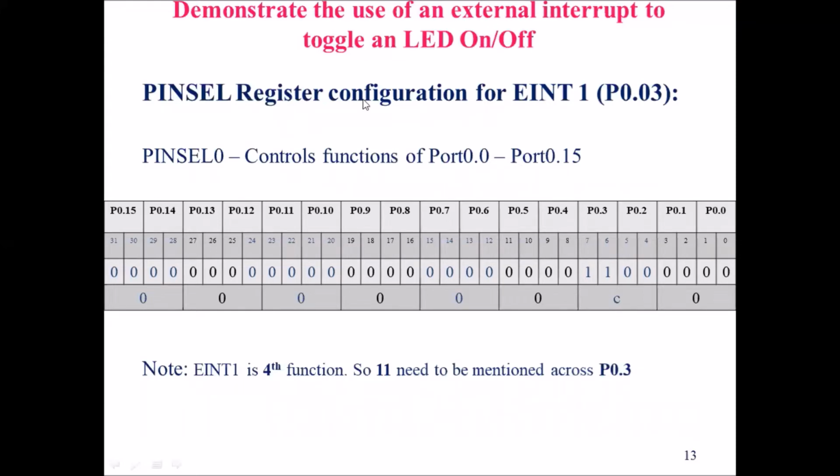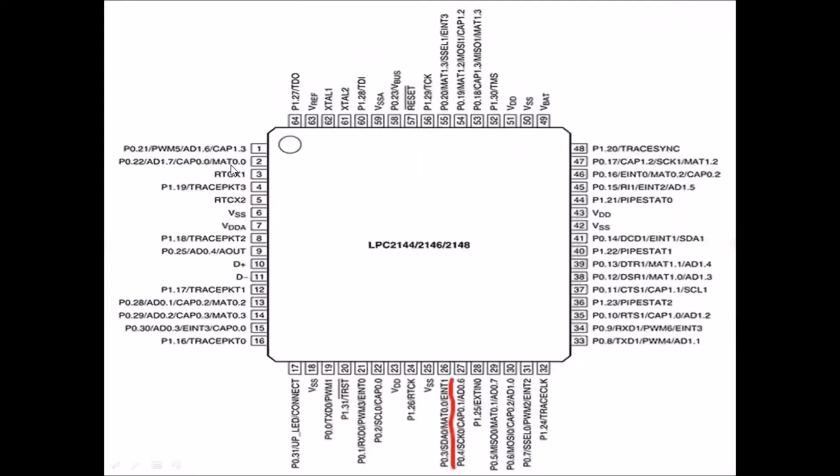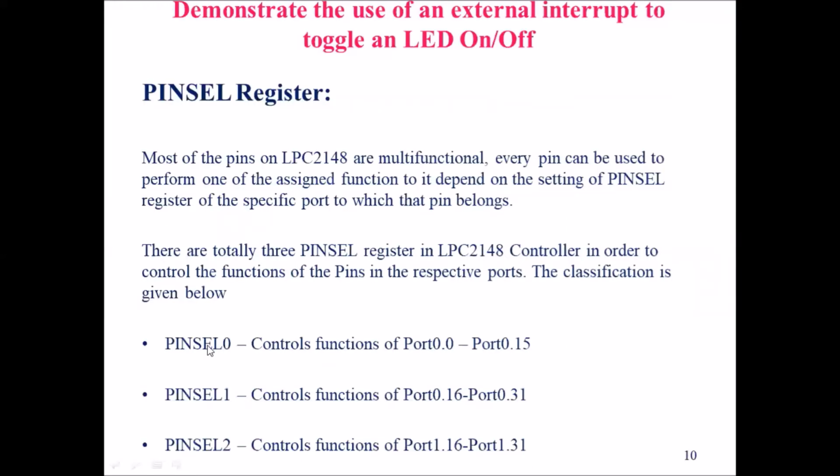As you know, in the pin select register configuration, we are using pin select 0. Again, why are we using pin select 0? We have the other two registers, pin select 1 and pin select 2, but we are not using those. We are using only pin select 0 because EINT1, external interrupt 1, is associated with port 0 third pin. Port 0.03 means port 0 point third pin. In this general input output pin, the EINT1 function is associated. As you can see, it is of port 0, so the port 0 third pin comes under pin select 0. As we discussed here, pin select 0 ranges from port 0.0 to port 0.15.